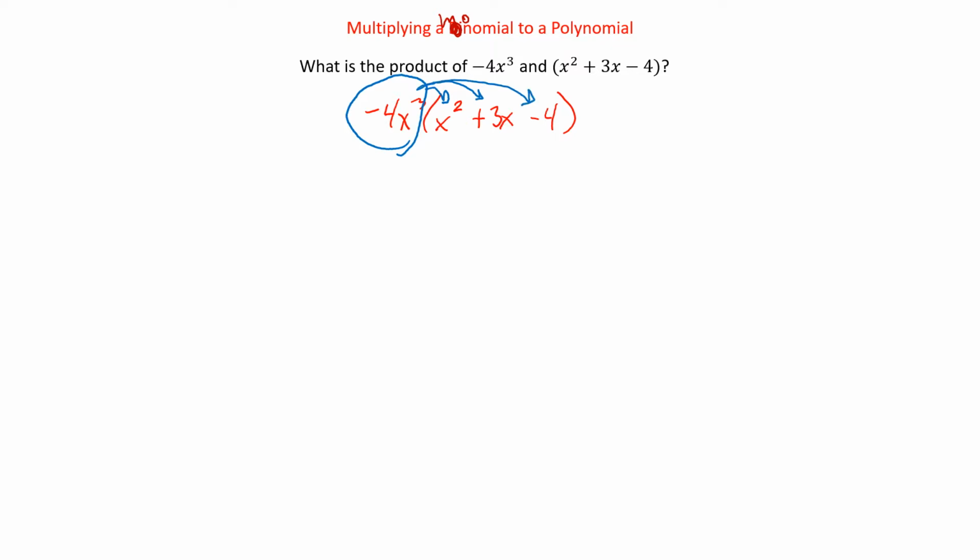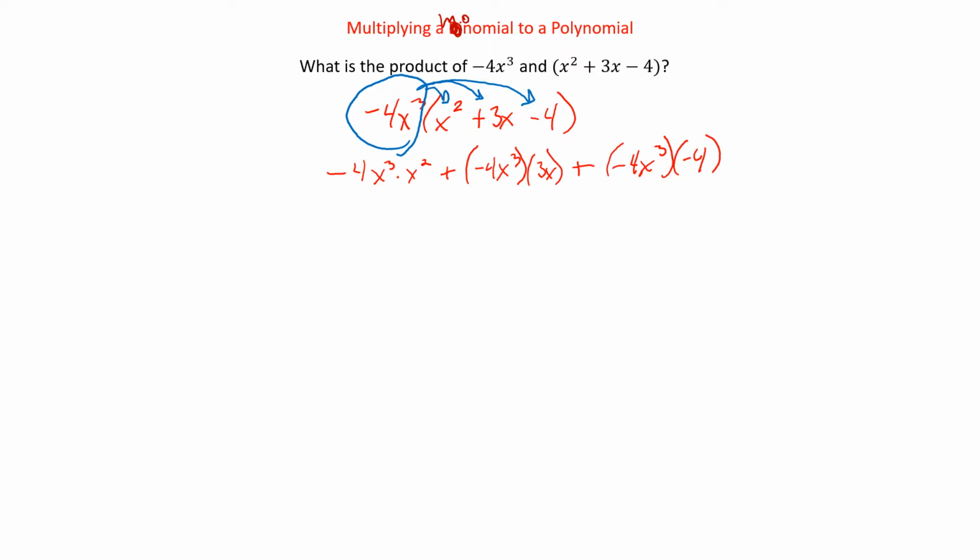So we're going to end up with negative 4x cubed times x squared plus negative 4x cubed times 3x plus negative 4x cubed times negative 4. I know you might be thinking like, well, no, that's minus 4. Remember, that's just plus negative 4. This just makes sure that our signs stay where they're supposed to be.